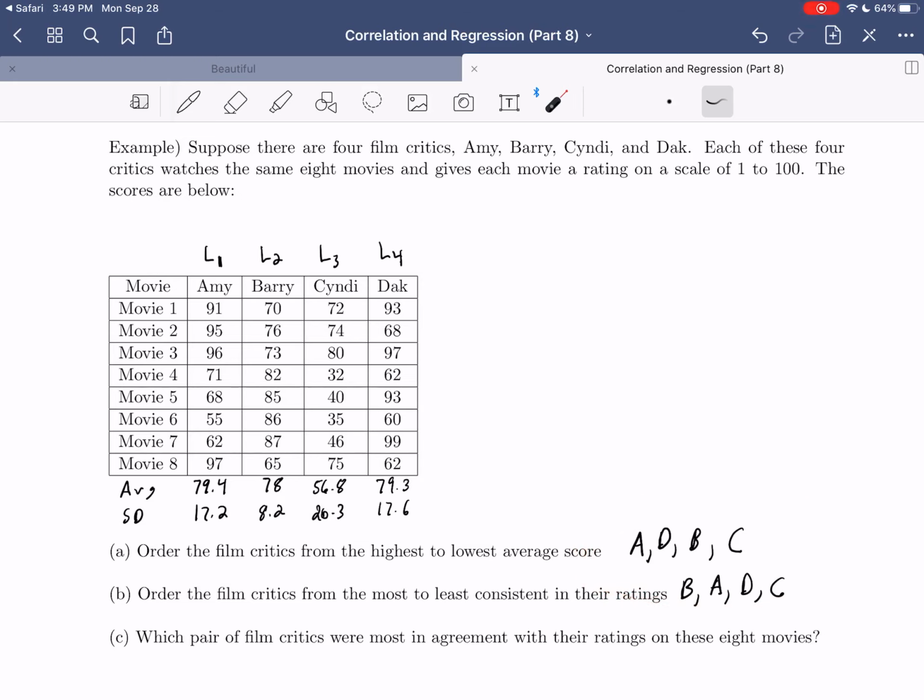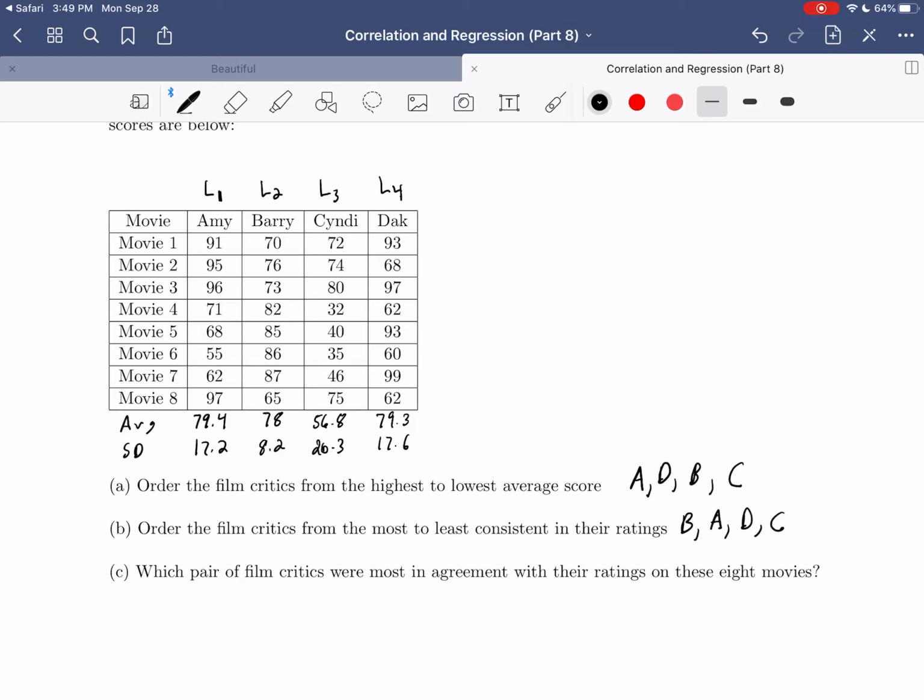All right, now let's go ahead and try to figure out which pair of film critics were most in agreement. And to do this, we're going to calculate the correlation coefficients. Remember, correlation coefficients are for two variables. So we have to do this pair by pair. In other words, we're going to take every pair of reviewers and see what their correlation coefficient looks like. So let's go ahead and start with Amy and Barry.